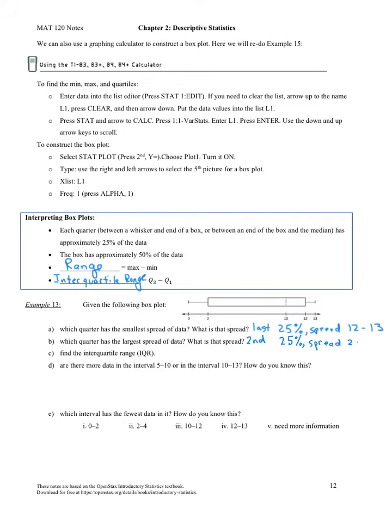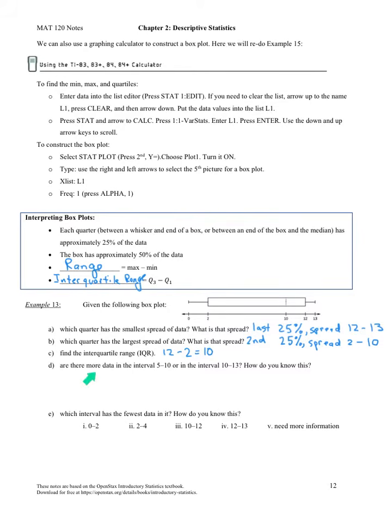Our interquartile range, you're seeing that a lot now. That's Q3 minus Q1. What's our Q3? That's the right end of our box, 12. And what is our Q1? That's the left end of our box, or 2. And the interquartile range is 10.